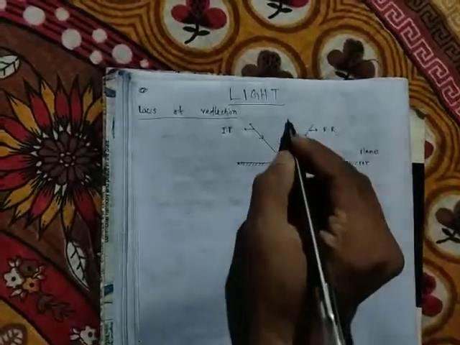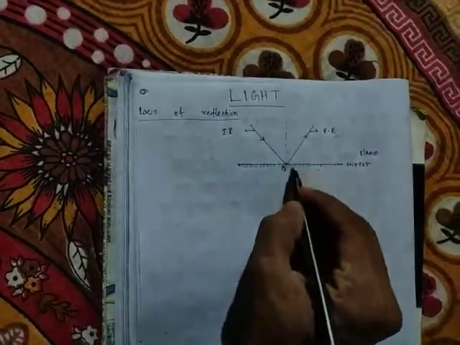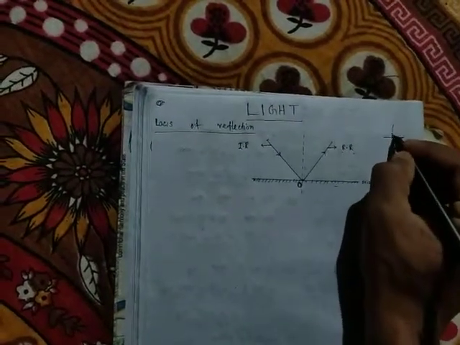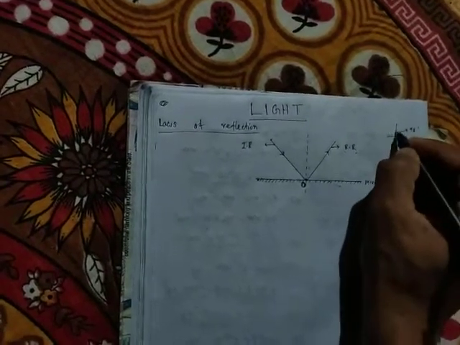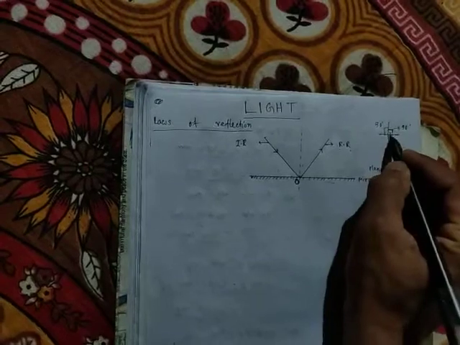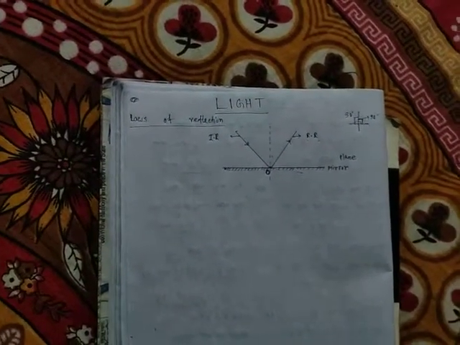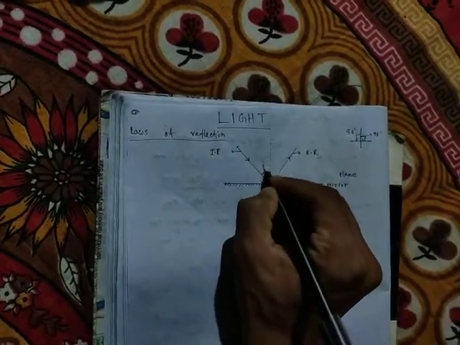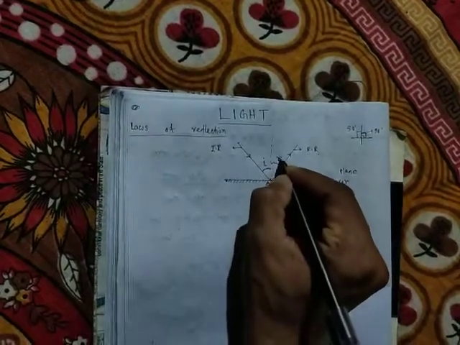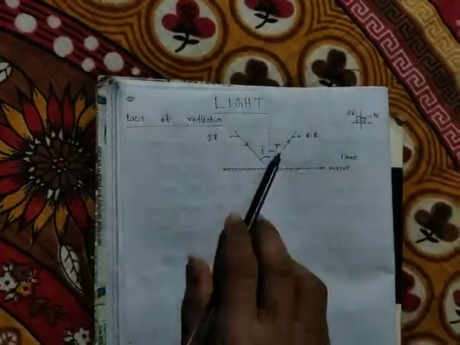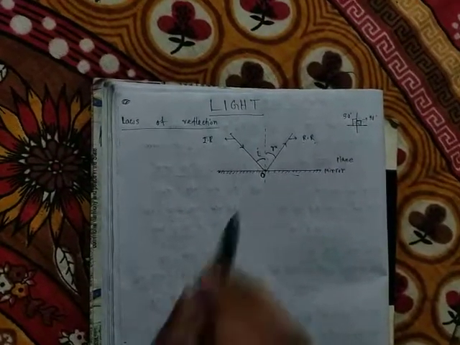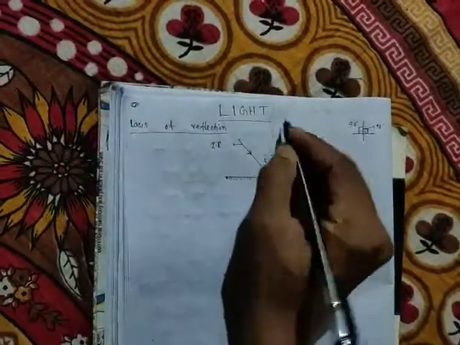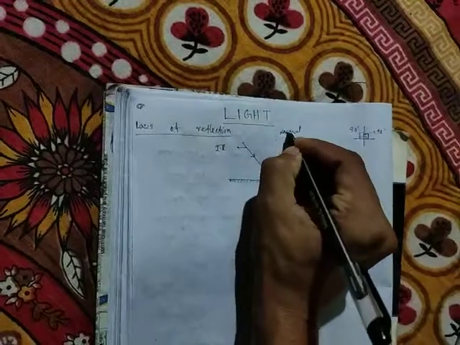Perpendicular line means the angle between this line and the plane is 90 degrees. This angle is obviously 90 degrees, so this side is also 90 degrees, because we know the total angle is 180 degrees. Clear? And what is the angle of incidence? This is the angle of incidence, and this is the angle of reflection. I means angle of incidence, R means angle of reflection. I am telling again and again, angle of incidence and angle of reflection both are measured with the normal, not with the surface.